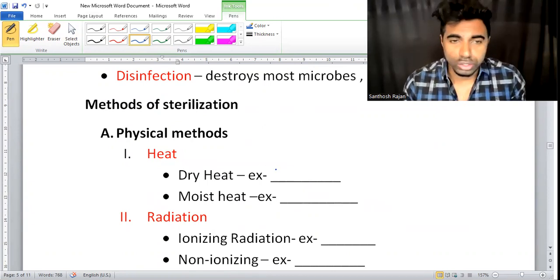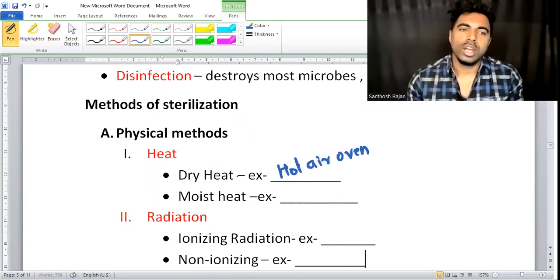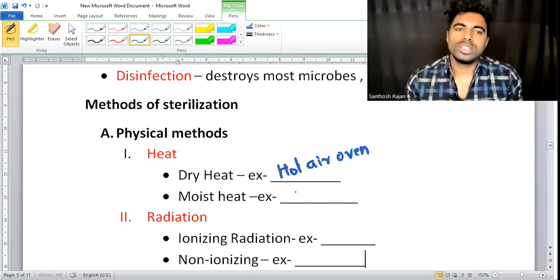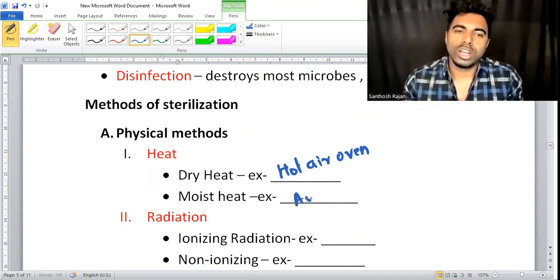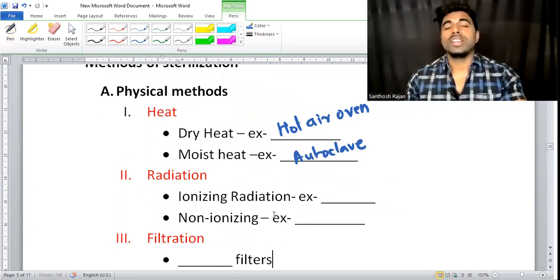When you talk about dry heat, you already know. Can you give an example? Hot air oven, exactly. The most commonly used one is the hot air oven. We'll talk in detail later. Moist heat. What is moist heat? An example is your autoclave. Autoclave is for moist heat. Okay, yes. Now the radiation. We talk about radiation. Again, we have ionizing and non-ionizing.